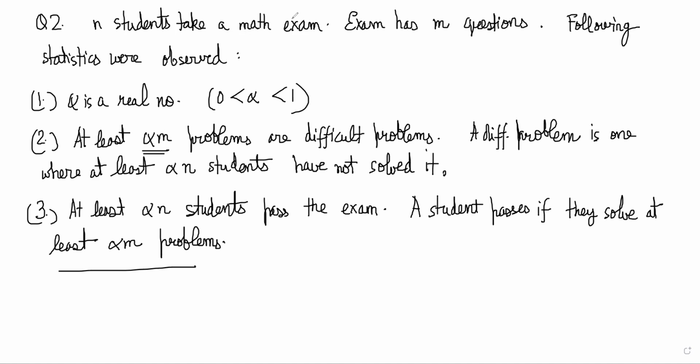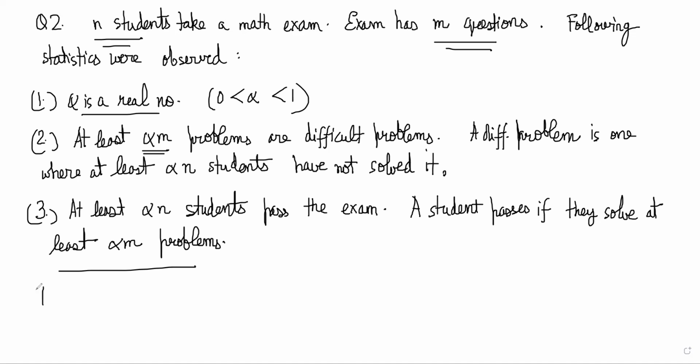So this is the statement of the problem. There are n students, m questions, and alpha is a real number. At least alpha m problems are difficult problems. What is a difficult problem? It is one where at least alpha n students have not solved it. And so the third thing that was mentioned was alpha n students pass the exam. And how do you pass the exam? If you have solved more than or equal to alpha m problems, you have passed the exam, right?